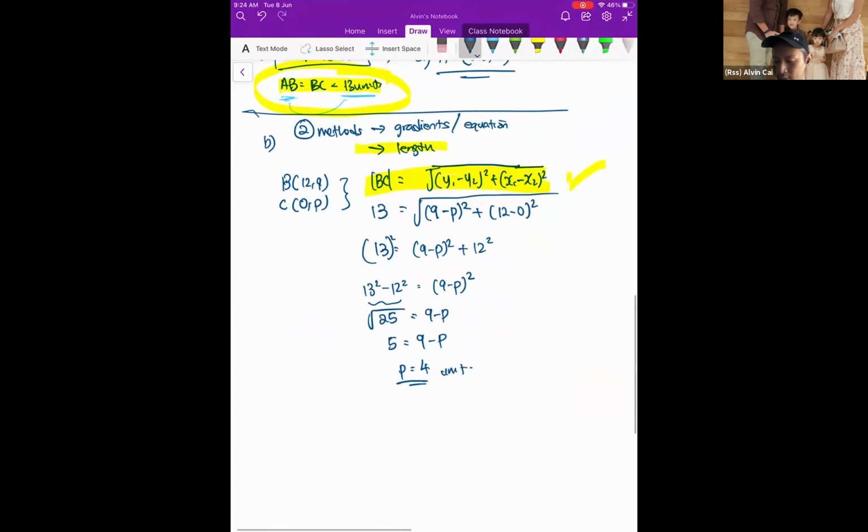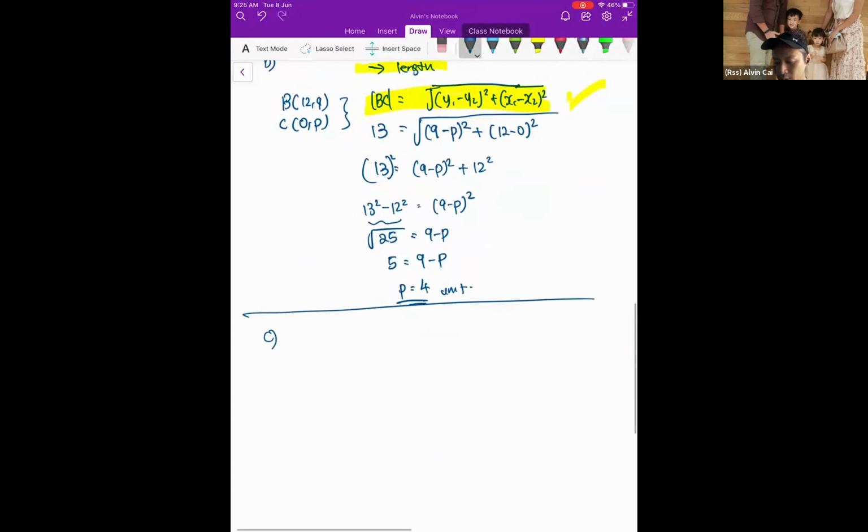Okay, so for part C, we have: write down the equation of the line that's parallel to the x-axis and passes through this point C. Okay, so if you look at the diagram, it looks something like this. So point C is over here. Basically, there's a line that passes through this point C and is parallel to the x-axis.